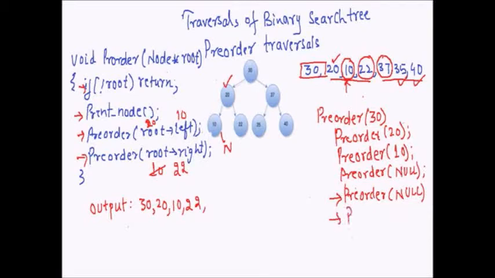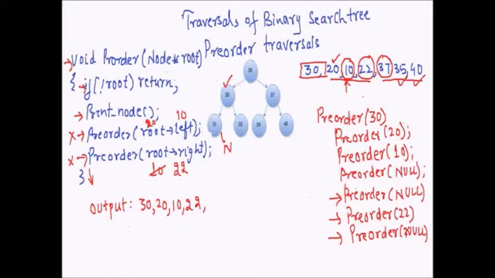Sorry, before that our pre-order 22 will be called, and at this point we will be calling pre-order null with the left child of 22, that is null. We go back to this function. Now the root is null, we will return, and we will come to this function call. Again pre-order of root's right, that is 22's right, is nothing but null. We go up, we'll return from this function because root will be null, and we'll go out of this function.